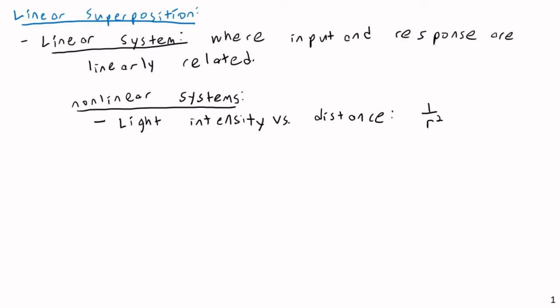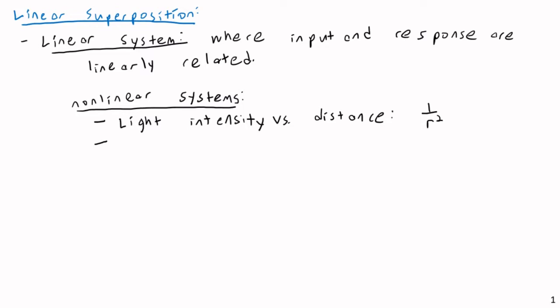Many field forces obey this kind of relationship. Gravity obeys this, electric force from point charges obeys this. All of our inverse square law field forces follow not a linear but an inverse square relationship. So that is not a linear system. That is something that follows a very predictable but still non-linear relationship.